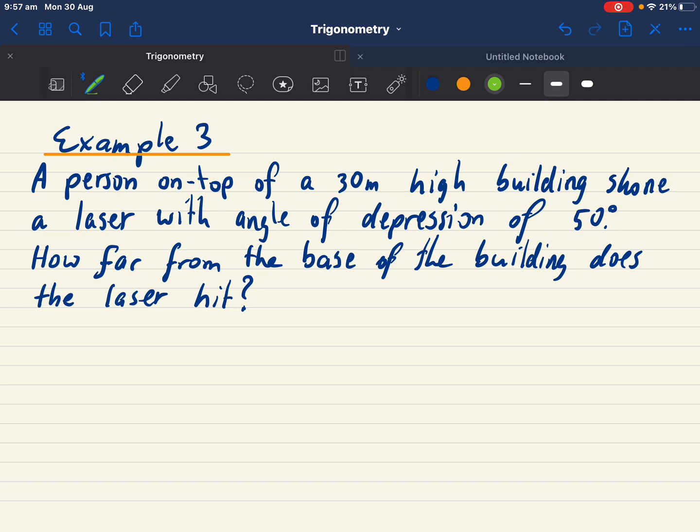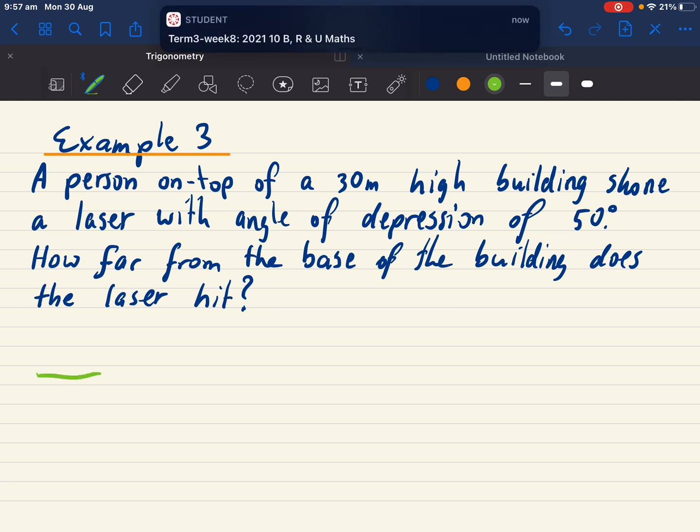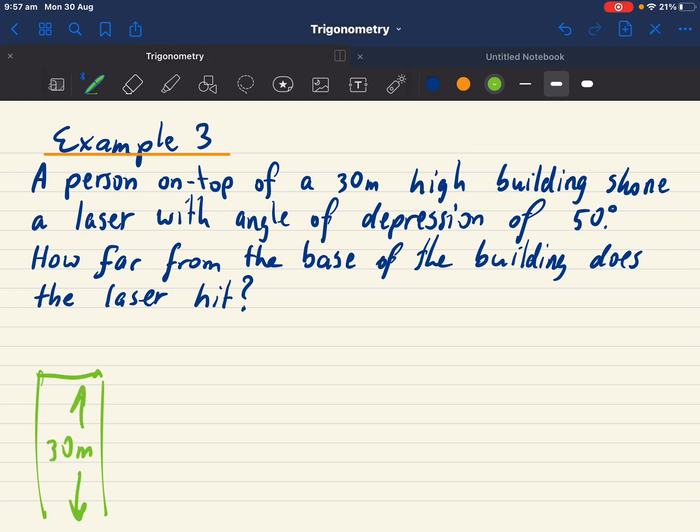All right, so let's have a look. So let's get our triangle drawn up. So we've got a person standing on top of a 30-meter high building. Here is the building. It is 30 meters high. Here he is. And he is shining a laser with an angle of depression of 50 degrees.